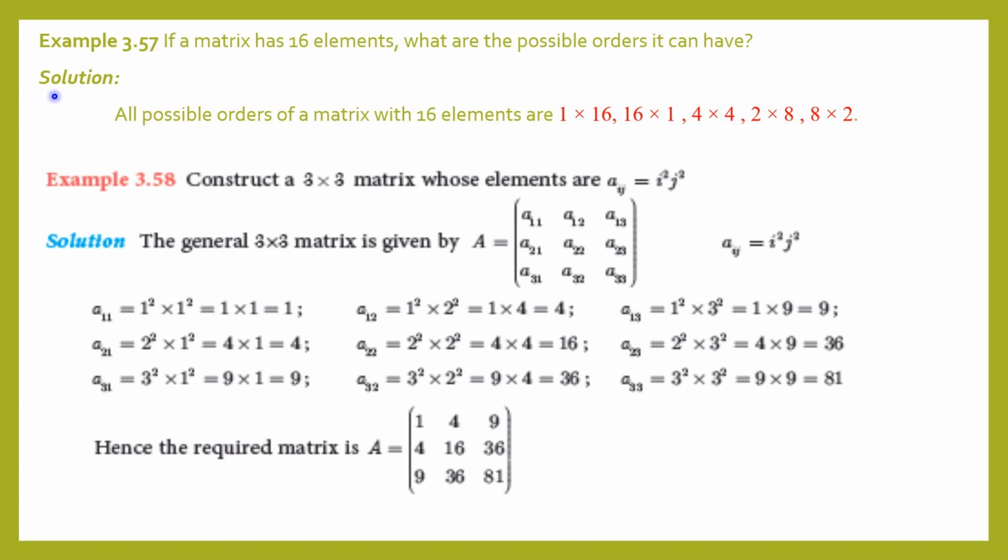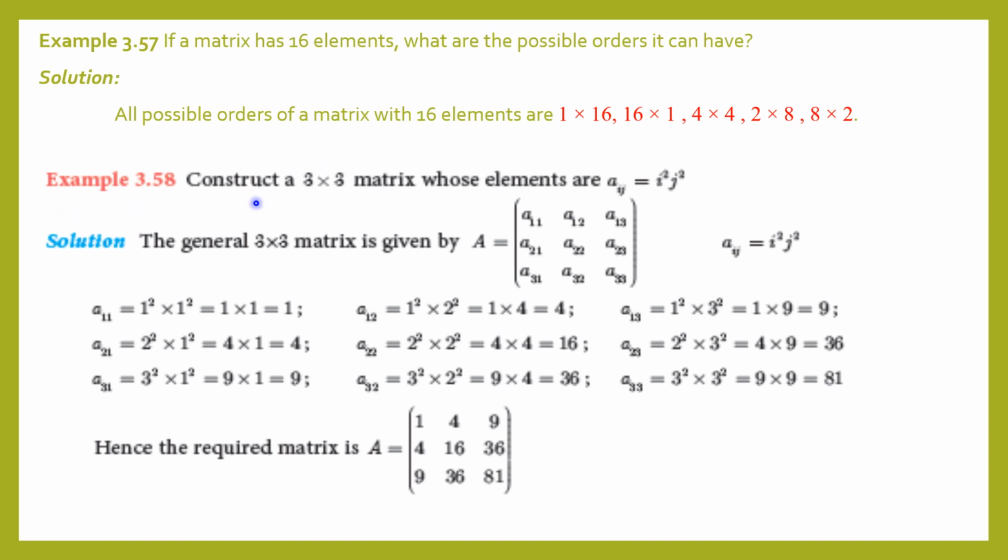For this we have to write the solution as: all possible orders of a matrix with 16 elements are 1 cross 16, 16 cross 1, then 4 cross 4, then 2 cross 8 and 8 cross 2. These are the possible orders of a matrix that has 16 elements. That's the answer for this sum. Let us see the next example.